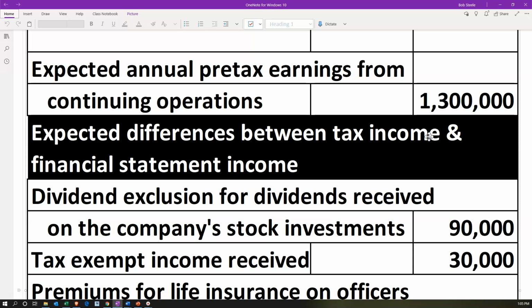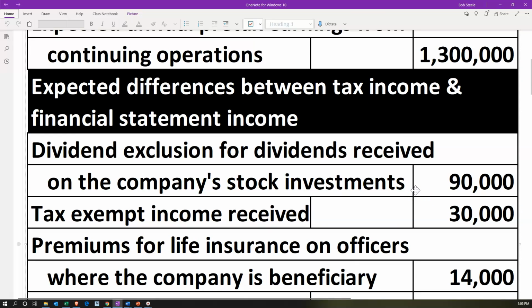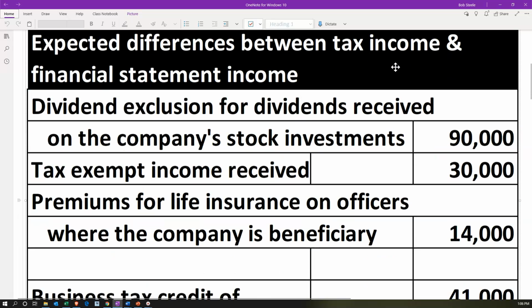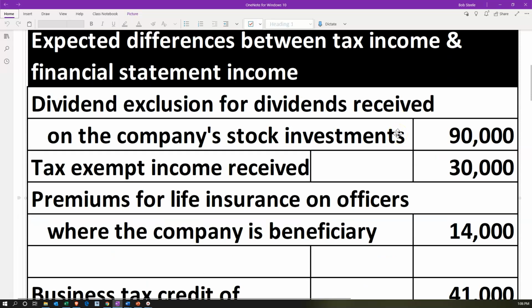and it's $1,300,000 pre-tax. Expected differences between tax income and financial statement income. So we think there are going to be some differences that we will have to take into consideration. So when we apply our tax rate, we're going to have to take our estimated book income for a year that we have now annualized, and we're going to have to adjust it for the difference between the book income and the tax income that we're going to have to consider on an annual basis. So we're projecting out the annual net income, and then we're going to be adjusting for the differences between the book and tax. So we have a dividend exclusion for dividends received on the company's stock investments, $90,000.